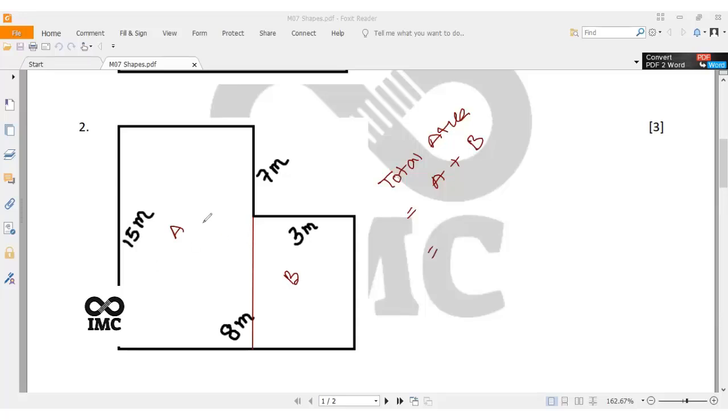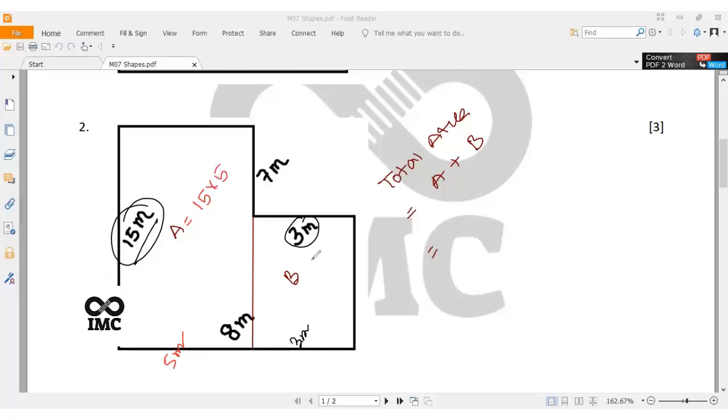So what is the area of shape A? We need to find out length multiplied by breadth. So 15 length is given. So we need to find out the width or breadth. If this one is 3 meter, then this measurement must be 3 meter. And the total measurement is 8. So if this one is 3, it must be 5 meter. If this one is 5 meter, then area of A rectangle will be 15 multiplied by 5.